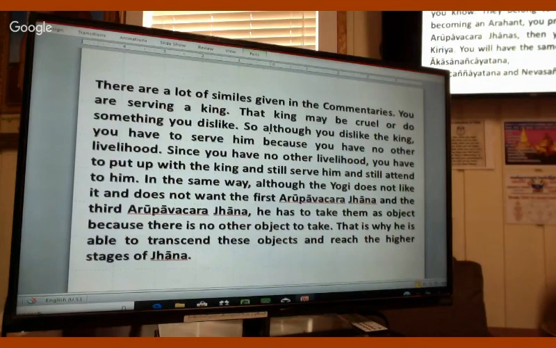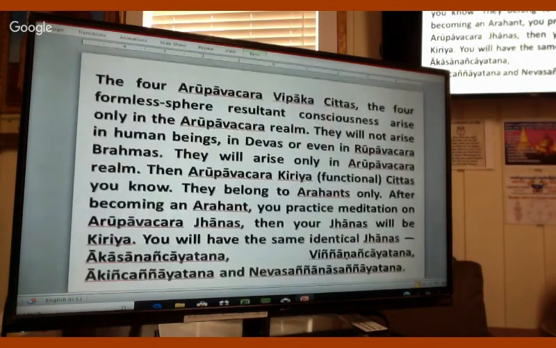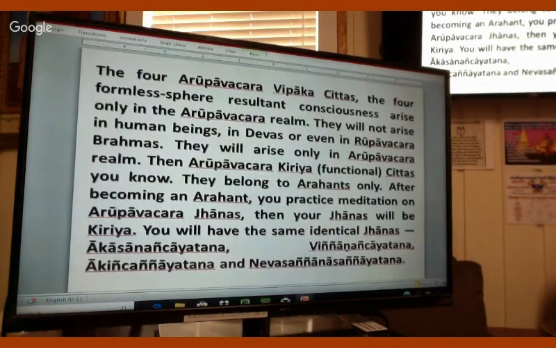Okay, so last, the four Arupa Vipaka Chitta. We already discussed this one. Vipaka means result, isn't it? So Vipaka gives the result, not in the human being. We can practice Arupa jhana in a human being, but that result we will get only in the Formless-sphere, not as a human being. According to the Vipaka Chitta, isn't it?